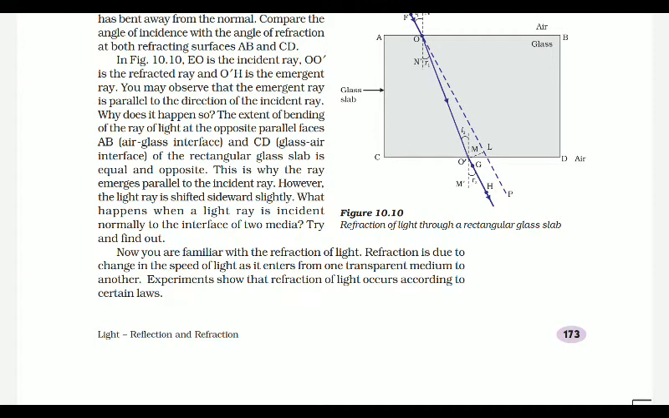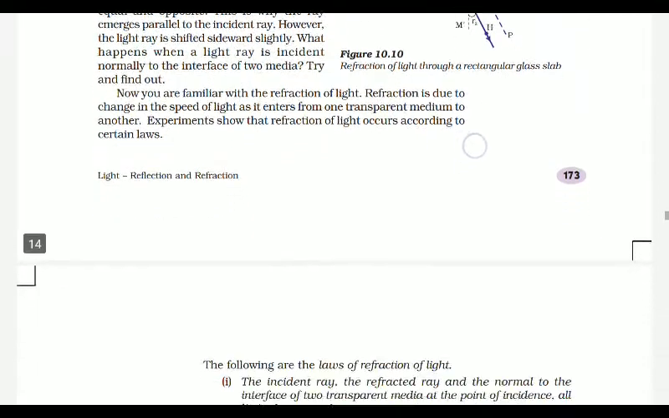So you can try this out. Now you are familiar with the refraction of light. Refraction is due to a change in the speed of light as it enters from one transparent medium to another. This experiment shows that refraction of light occurs according to certain laws, and we all know very well about the two famous laws.